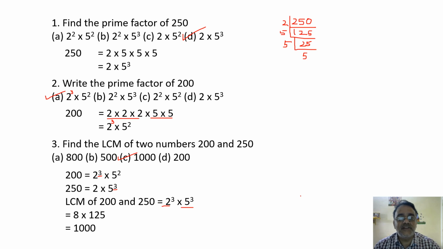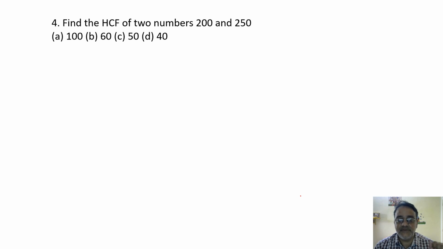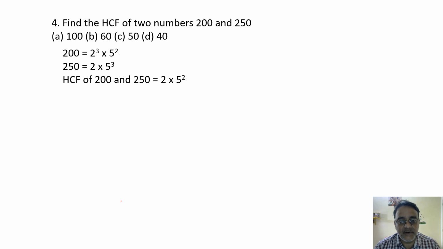So now we are moving toward the next question. Find the HCF of two numbers 200 and 250. So we have already the prime factorization of 200 and 250, and the HCF is the product of all the common prime factors with least power. So what is the least power of 2? 1. What is the least power of 5? 2, right. So 2 to the power 1 into 5 to the power 2, that is 2 into 25, and the final answer is 50, right? And the correct option is C, right?